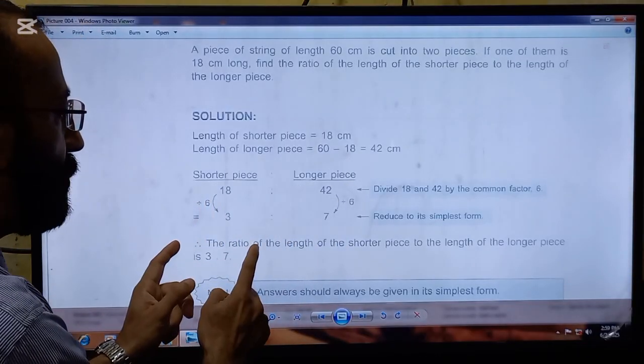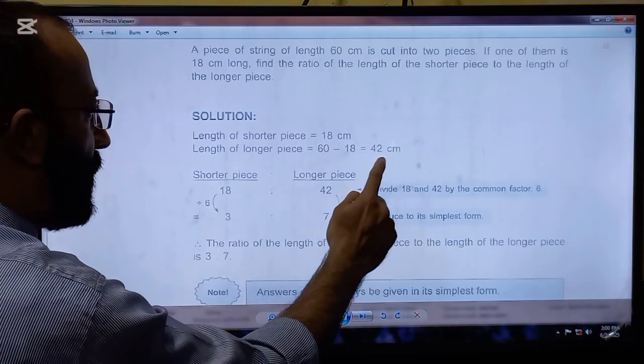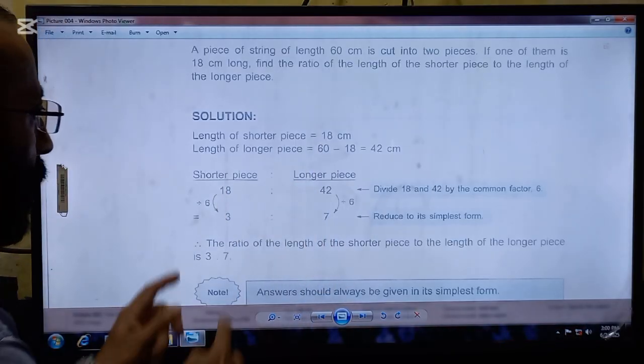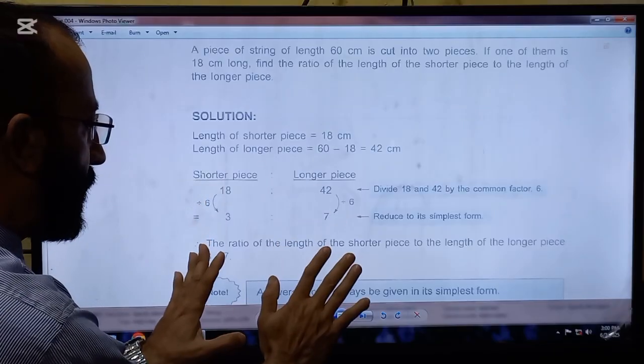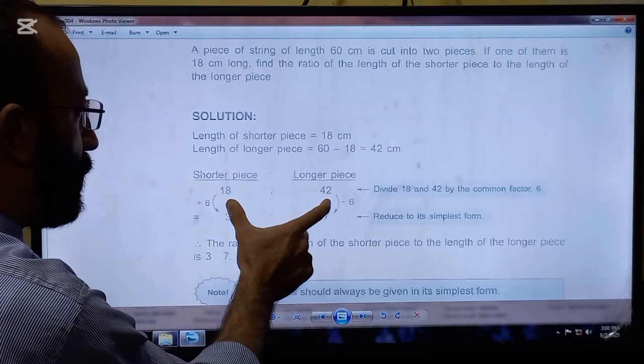Now we will put the values into this. Shorter piece is 18 and longer piece is 42. Now we will cancel the values in the same table. So 6 is the table in which both values are coming.